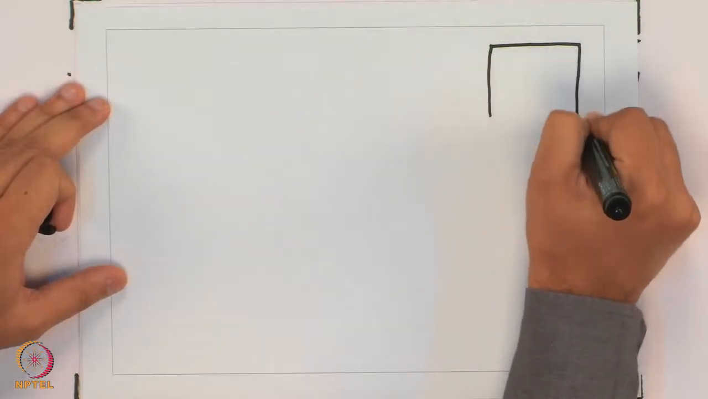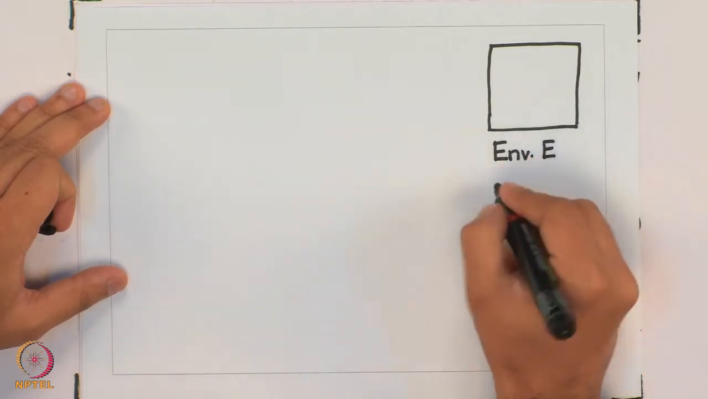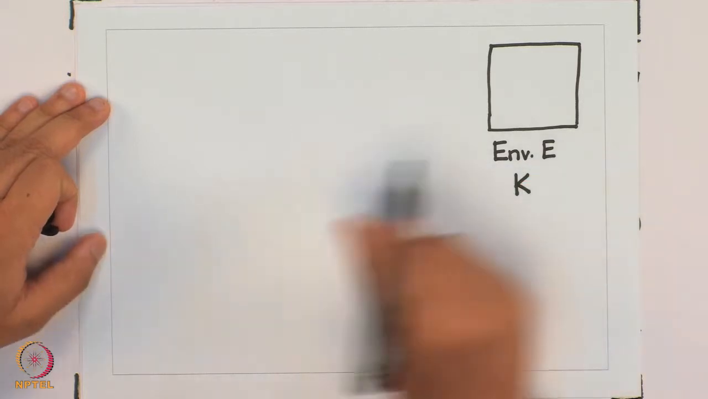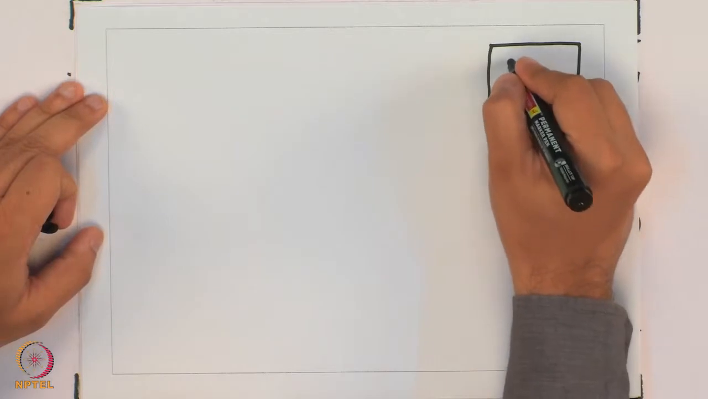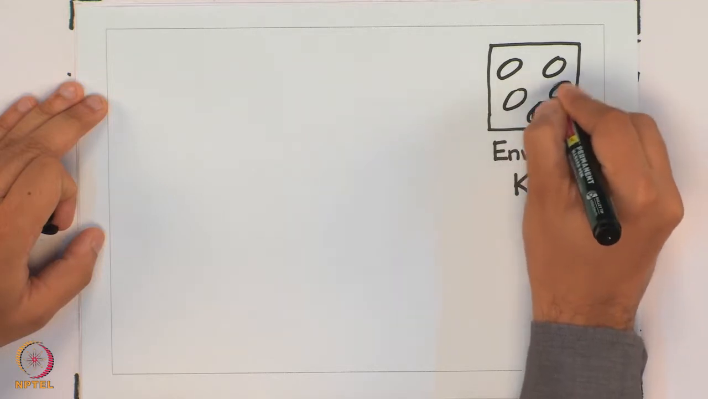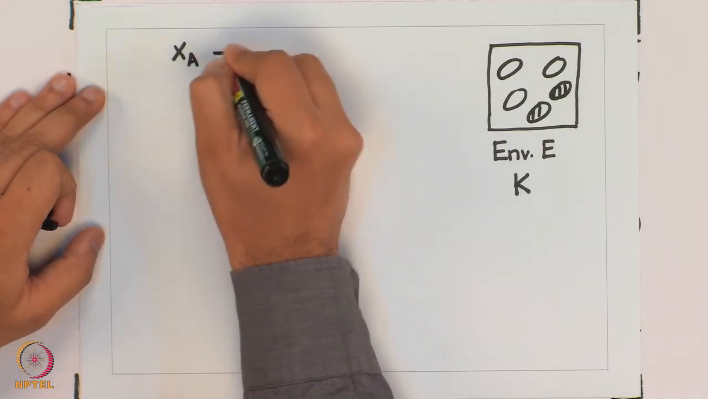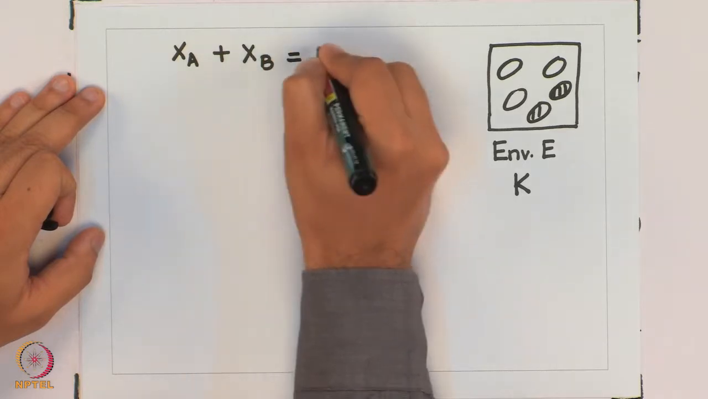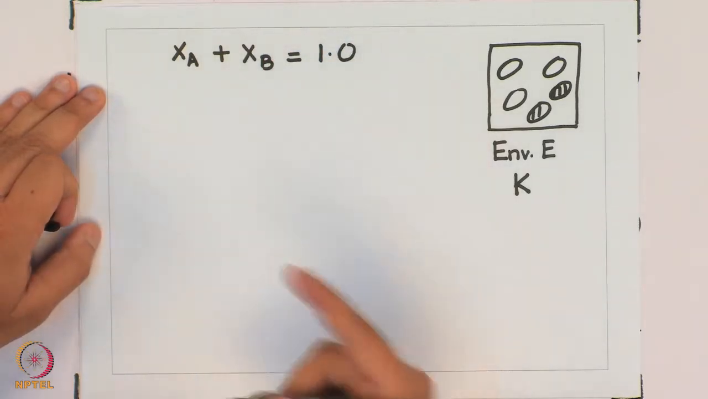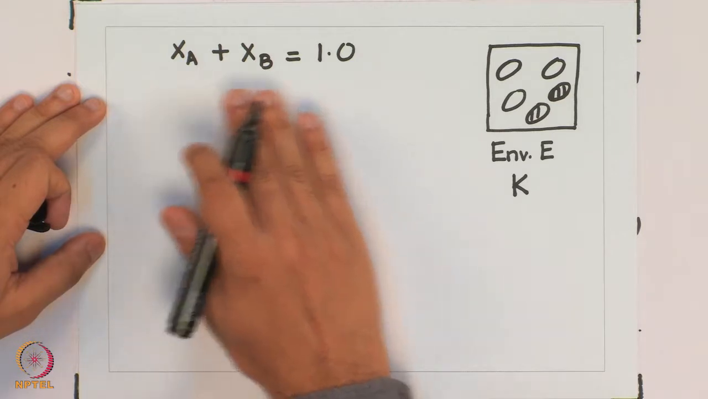So, let us just start by recapturing our scenario that we have an environment E. This environment has a carrying capacity equal to k, and we have two distinct genotypes of bacteria in this environment, genotype A and genotype B. And the constraint that we are working in is x A plus x B is equal to 1, where x A and x B, as we defined in the last lecture, represent the fraction of the population that belongs to genotype A and B respectively.